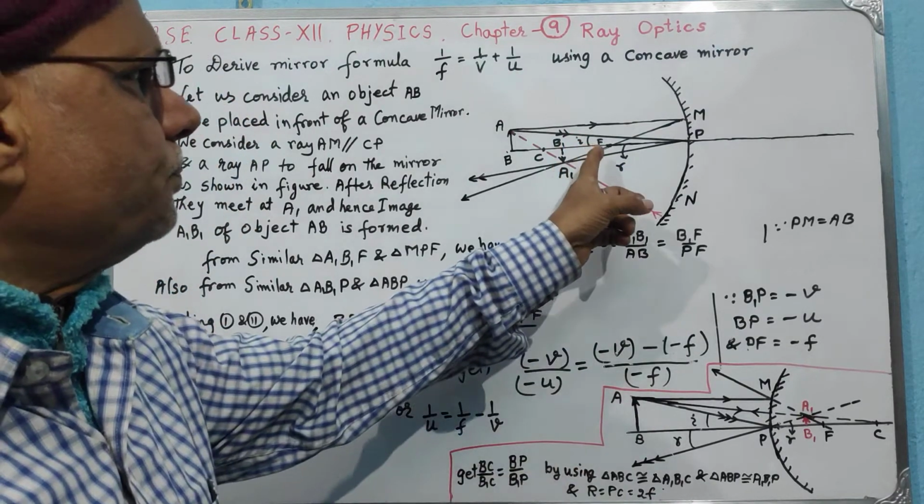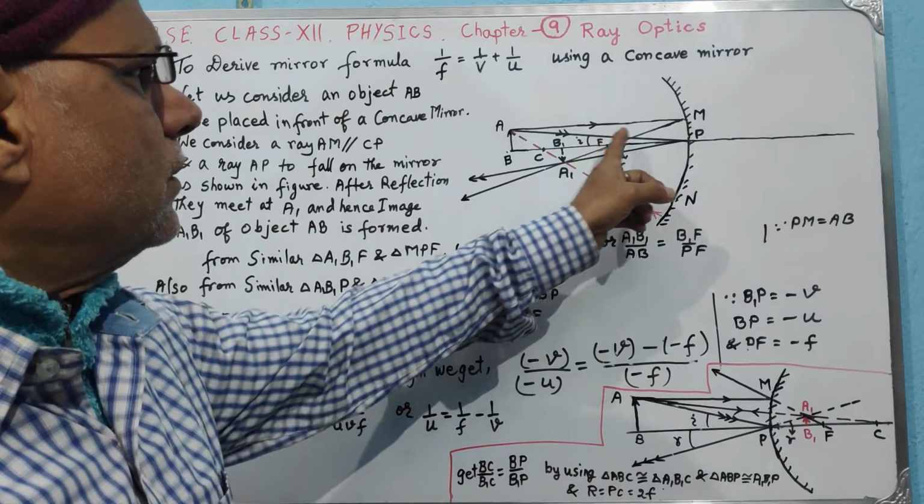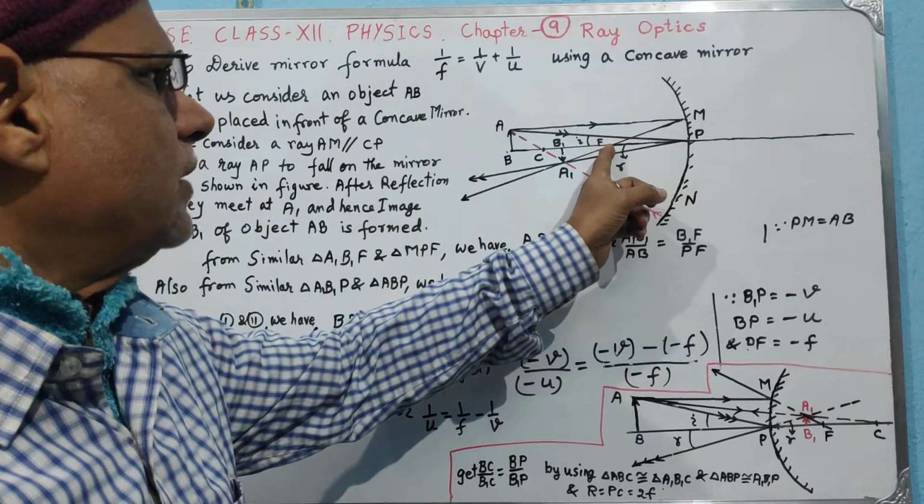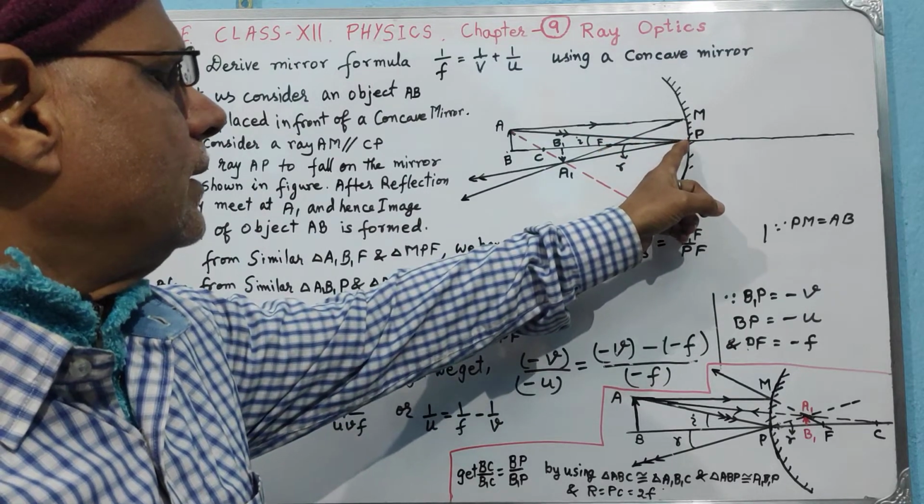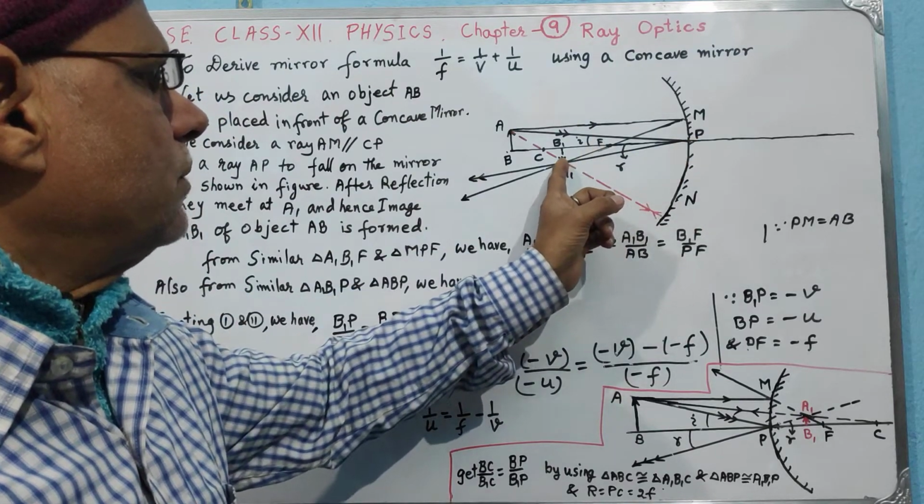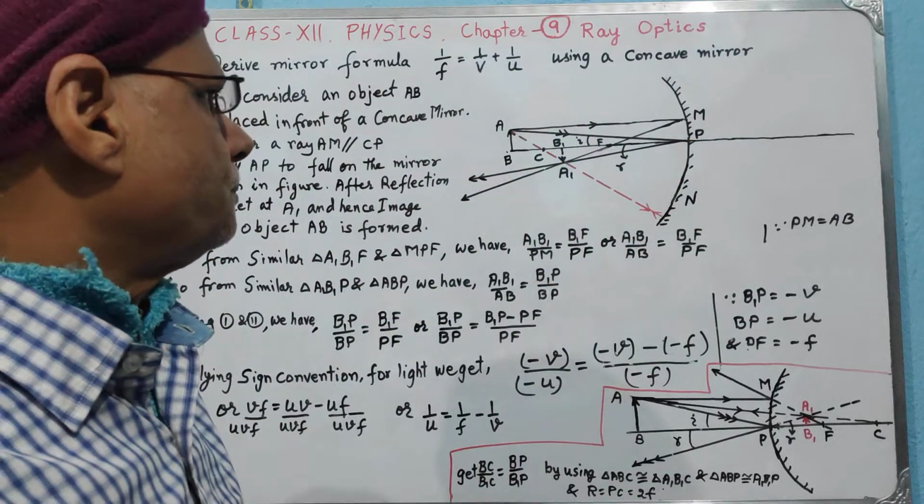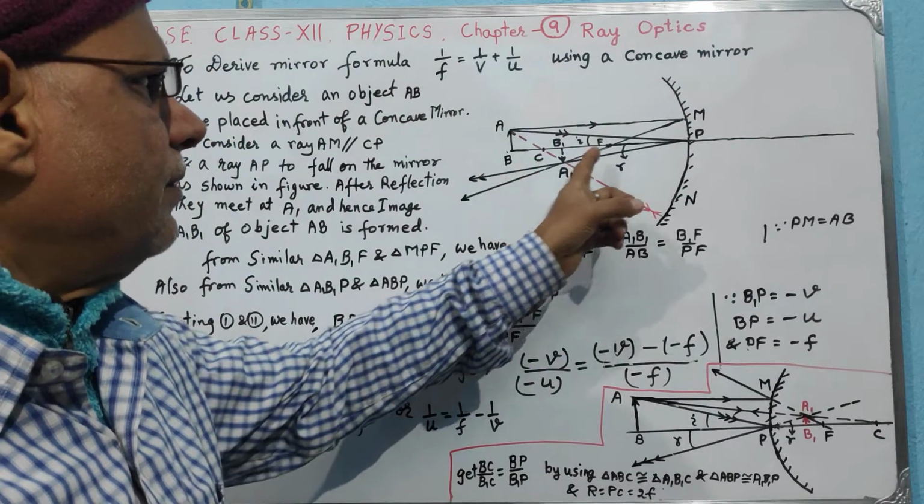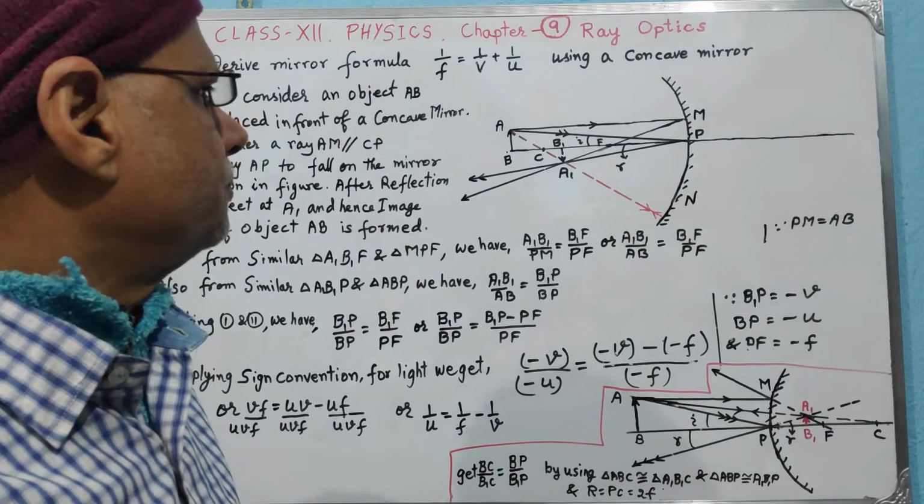Well, you see, these two rays, the ray parallel to the principal axis must pass through the focus, and the ray reflected from point P, both meet at point say A1, which lies somewhere in between the center of curvature and the focus of the mirror.